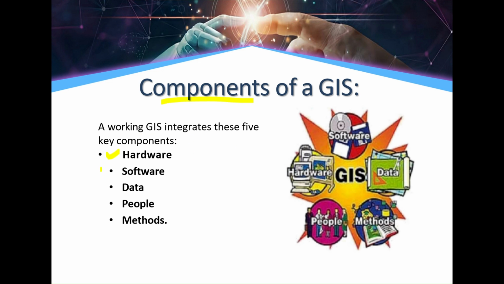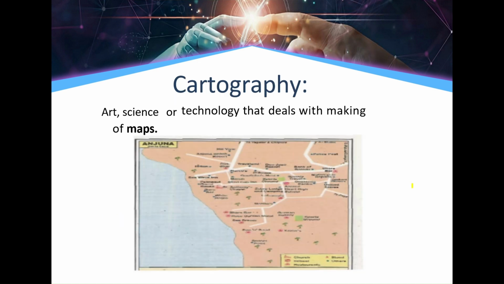Now, what are the components of GIS? Components of GIS include hardware, software, data, people, and methods. These are all included in a GIS system. Now comes cartography. What is cartography? It is the art or technology that deals with the making of maps. How is it different from GPS, the global positioning system? GPS uses satellites to pinpoint any location on Earth accurately, while cartography deals with the making of maps.